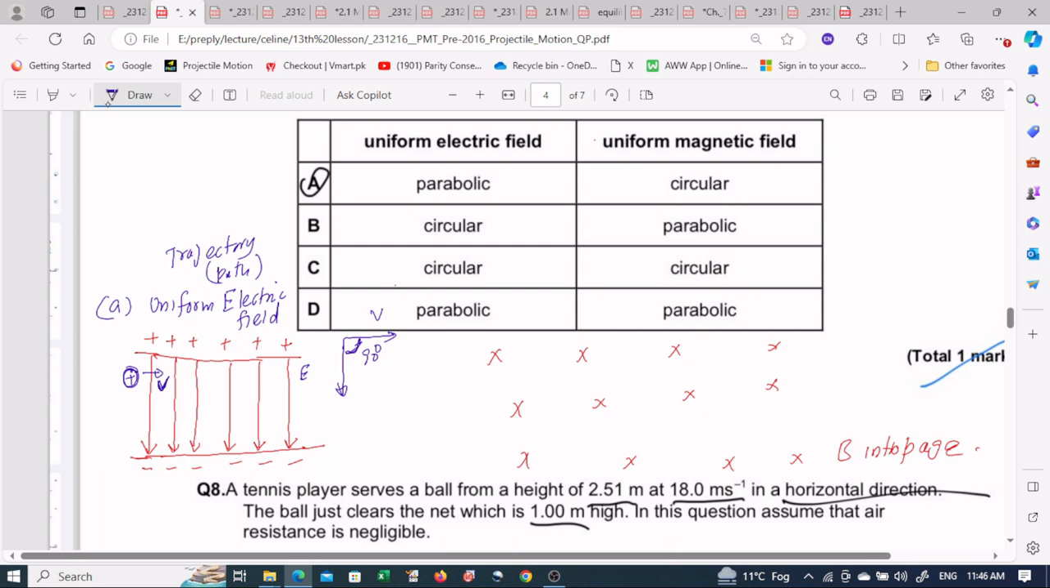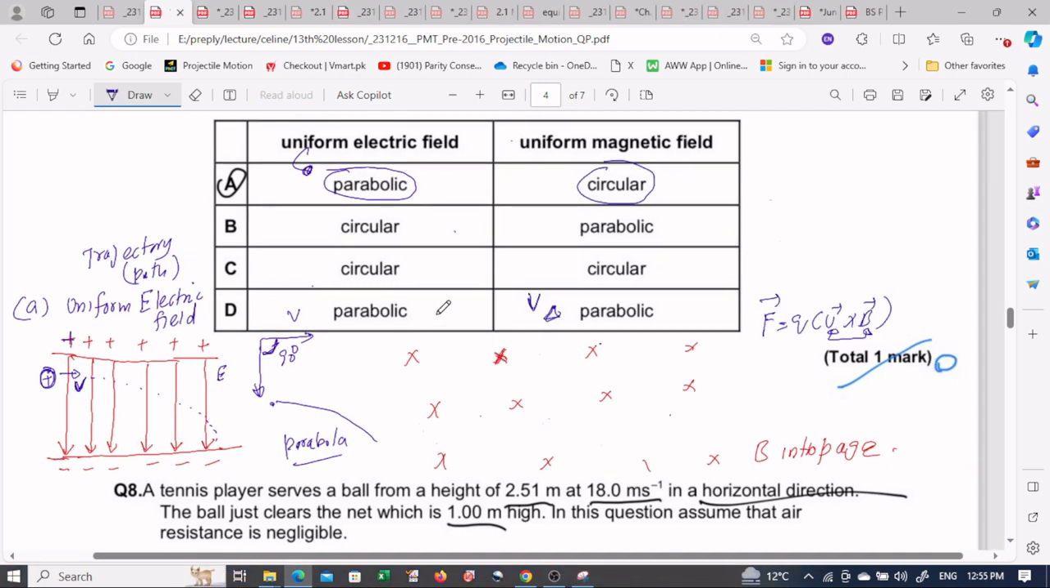Definitely the positive plate will repel this charge, and the negative plate will attract. The path of this charged particle, I write with the dotted line. The path is just like that. This direction is actually a parabola, just like a parabolic path. So the charged particle follows the parabolic path. So option A is parabola. In a uniform electric field, the charged particle moves in a parabolic path.